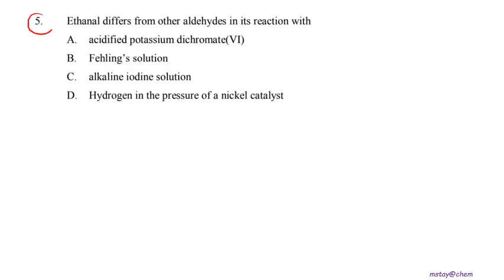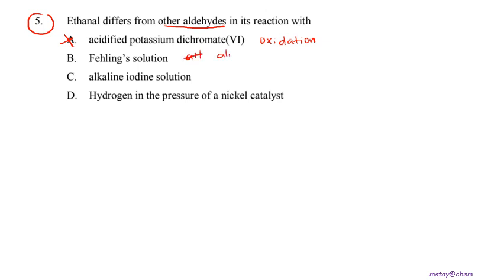Question number 5. Ethanal differs from other aldehydes in its reaction with... Option A, acidified potassium dichromate, is oxidation. Both will undergo oxidation, so we cannot differentiate them with this one. Fehling's solution will give a positive result towards all the aldehydes.